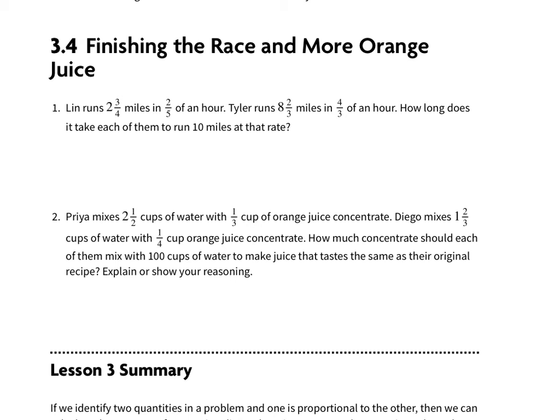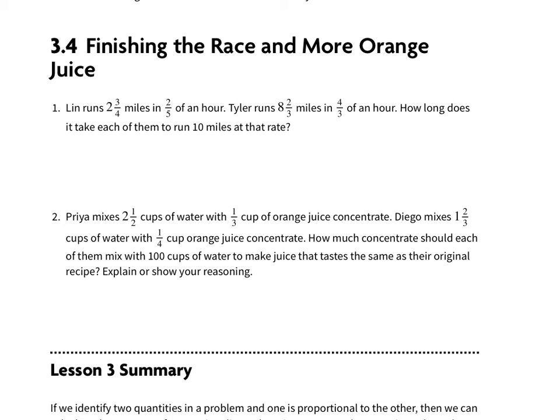This activity 3-4, we get some complicated numbers here, but we have a way to solve this. We're talking about Lynn and Tyler, and these are two separate questions. Lynn runs 2 3/4 miles in 2/5 of an hour. Tyler runs 8 2/3 miles in 4/3 of an hour. How long does it take each of them to run 10 miles at this race?